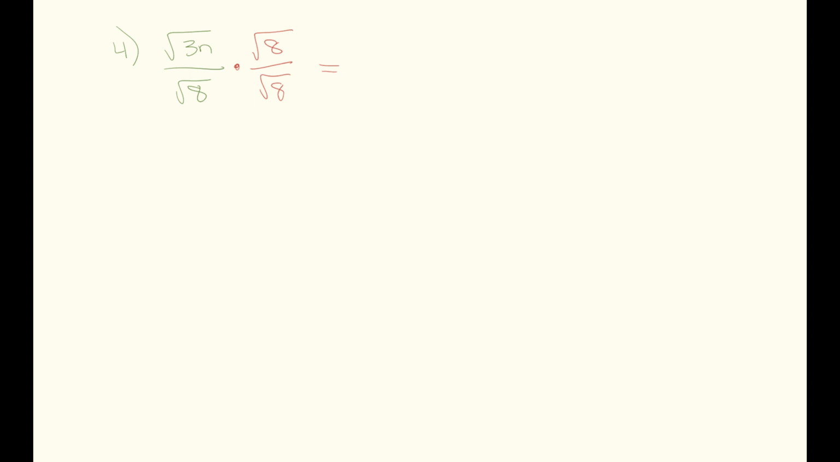When I do that, I'm getting 3 times 8 is 24, and then I have the n. The square root of 8 times the square root of 8 is the square root of 64, which I can simplify. The square root of 64 is just 8. Now, a lot of students want to simplify this right here because 24 and 8 can be divided, but that's not how you do it because you can't simplify an inside number or radicand with an outside number.